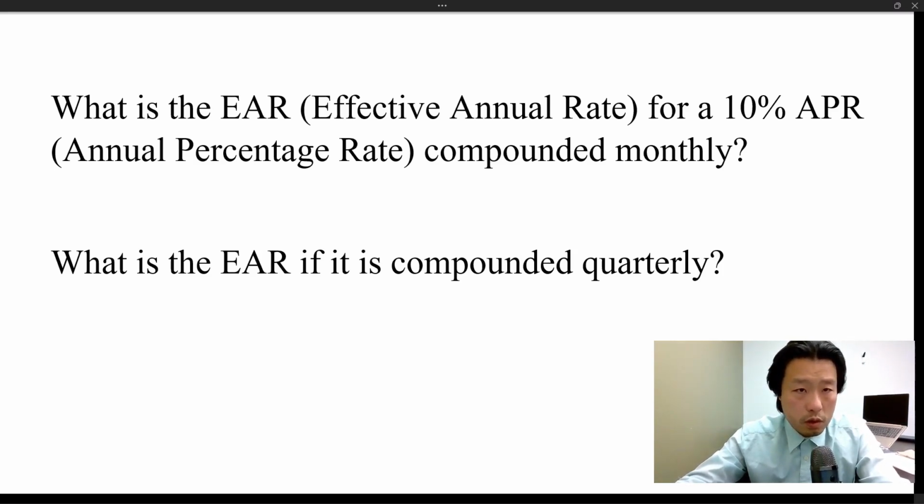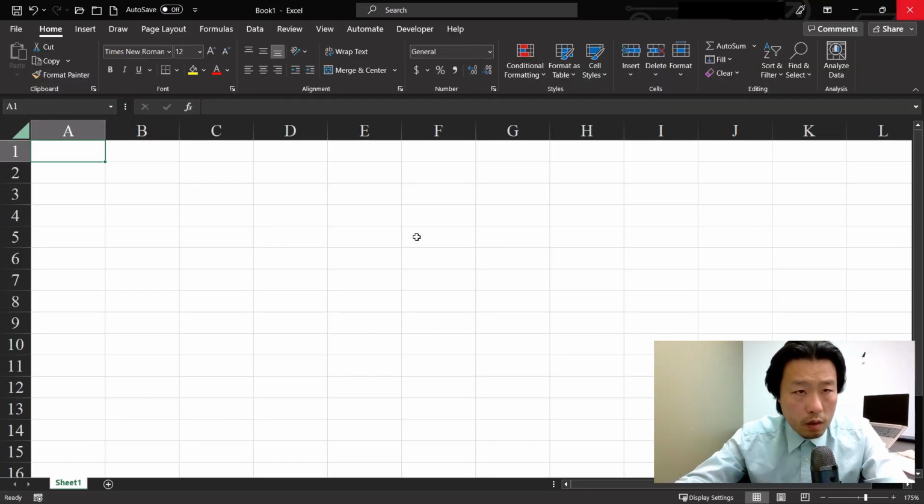For this question, what is the EAR for 10% APR compounded monthly? What is the EAR if it is compounded quarterly? To solve this question, let's go to Excel.